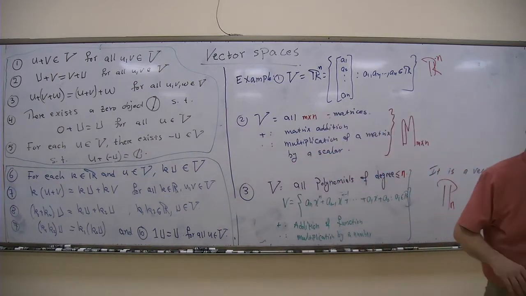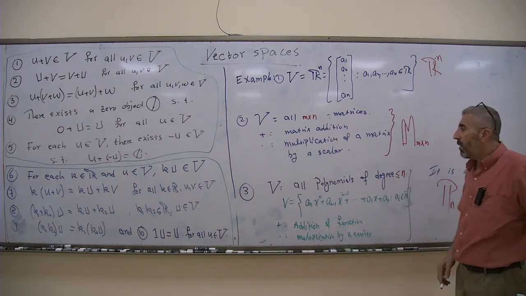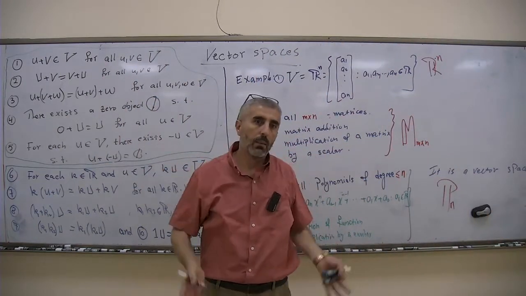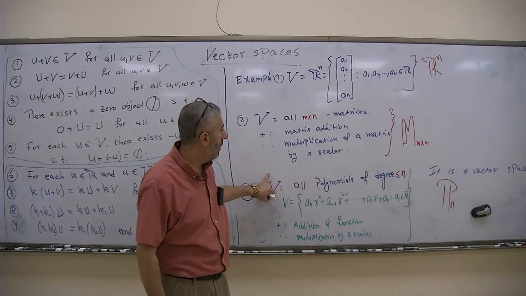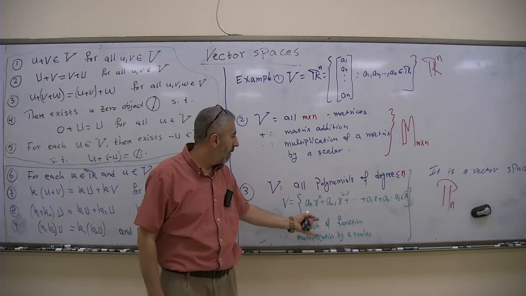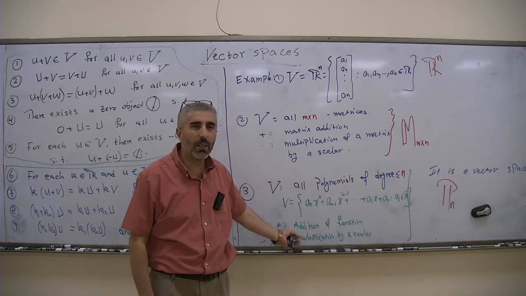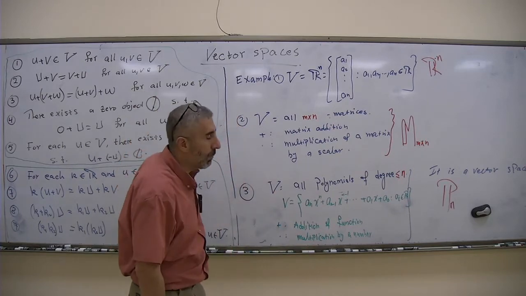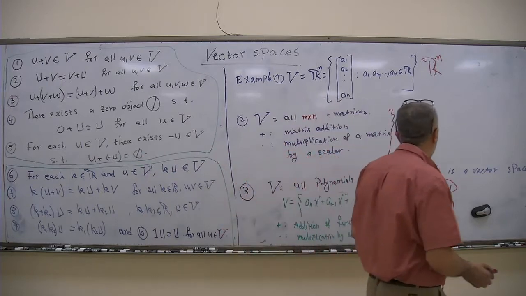All right, I have a question for you here. What happens if I don't put a restriction here, n? If I just take all polynomials, put them in one set, call it V, with addition of polynomials or addition of functions and multiplication of a function by a scalar. Is that still a vector space? Well, you go over the same conditions. All the conditions are satisfied. Yes, we call it P infinity.